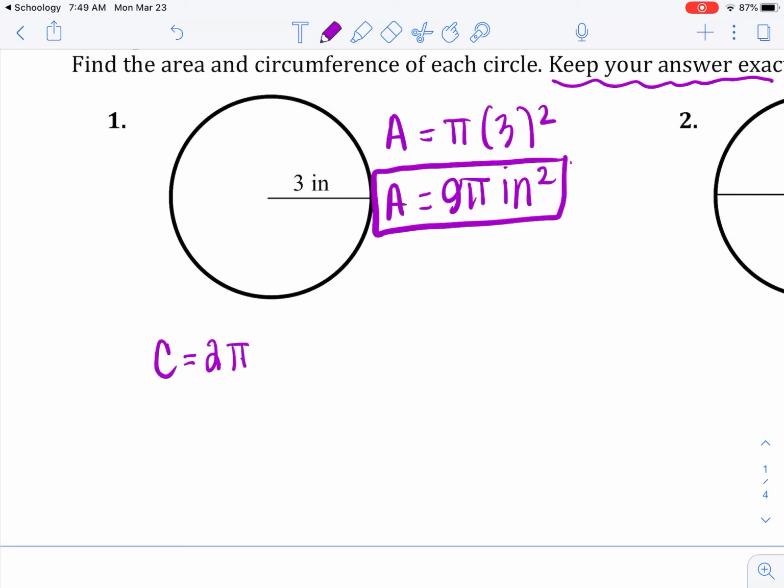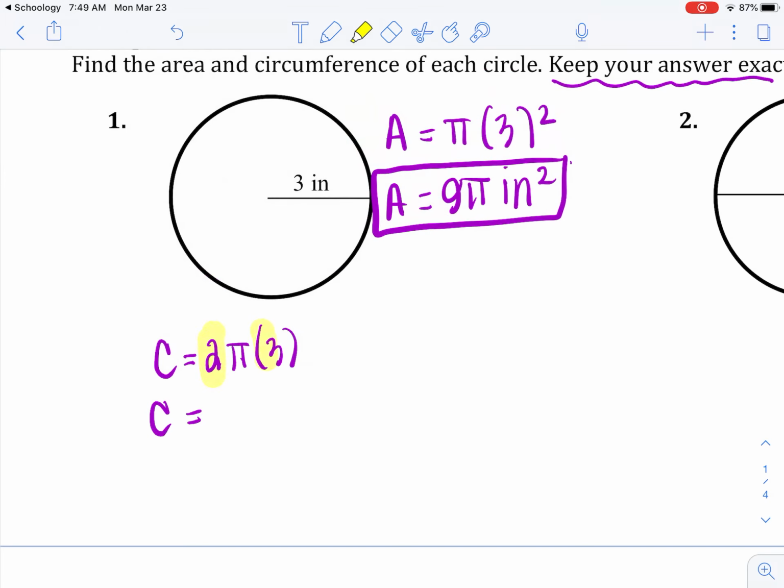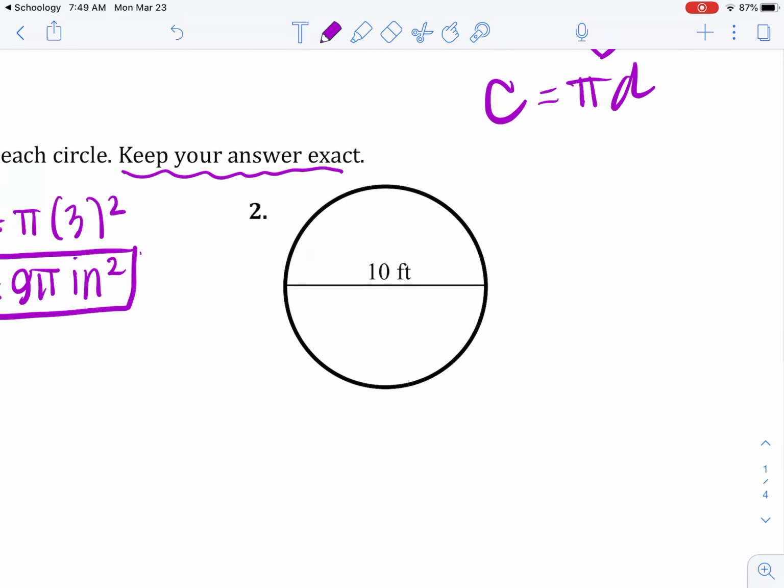Secondly, I asked you for circumference. Circumference is equal to 2 times pi times radius. Once again, we're keeping our answer exact, so we're not going to put pi in our calculator, but we don't even need a calculator for this. 2 times 3 is 6. So 6 pi. Remember, circumference is a length, so we have inches. All right, go ahead and pause the video and try the next one.